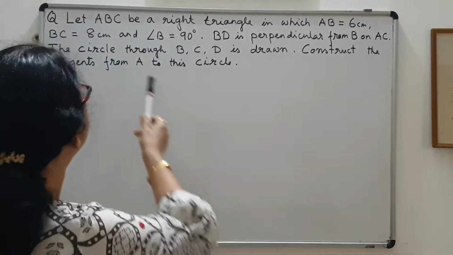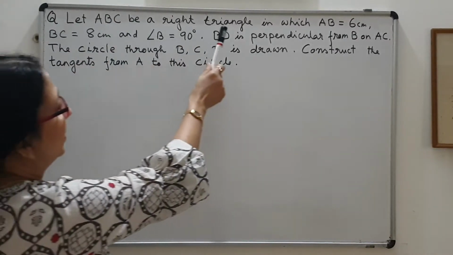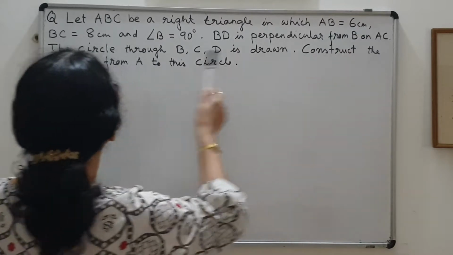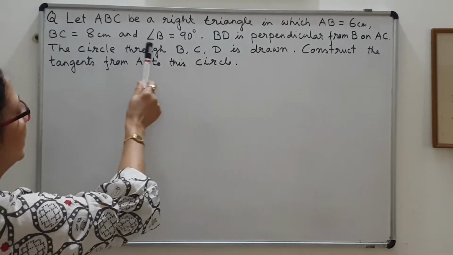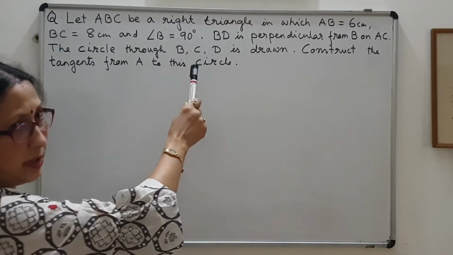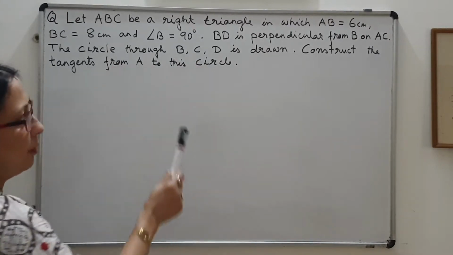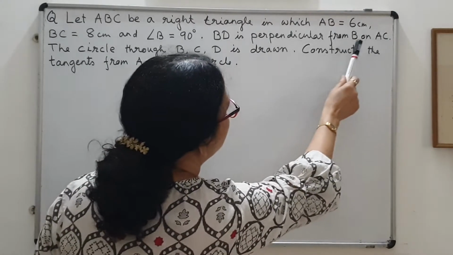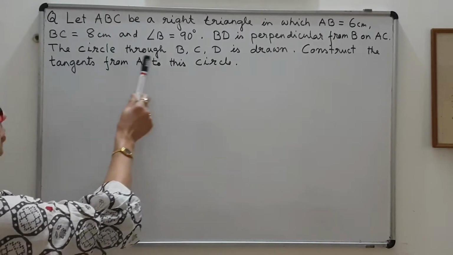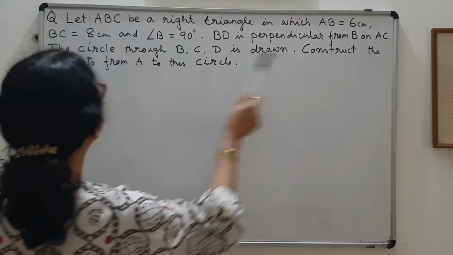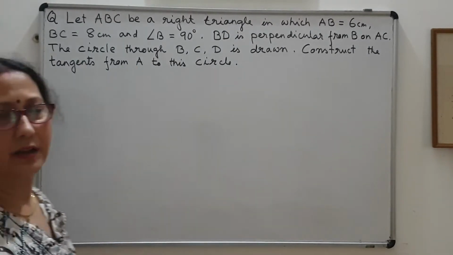So you see, the question is: let ABC be a right triangle in which AB is 6 centimeter, BC is 8 centimeter, and angle B is 90 degree. BD is perpendicular from B on AC. The circle through B, C, D is drawn. Construct the tangents from A to this circle.